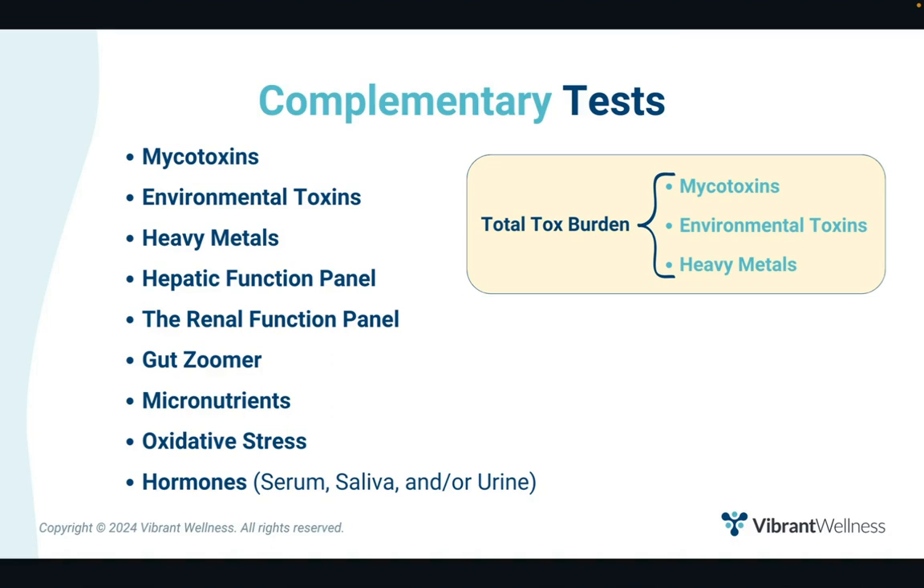Micronutrients to assess the intracellular and extracellular nutrient levels, as many PFAS deplete critical nutrients such as antioxidants and minerals, and also to assess for the adequacy in nutrients required for phase 1 and phase 2 detoxification pathways. The oxidative stress profile to assess how much PFAS exposure is accelerating aging in your patient, and hormones, be it serum, saliva, or urine, to investigate the impact of PFAS chemicals on endocrine and reproductive symptoms.